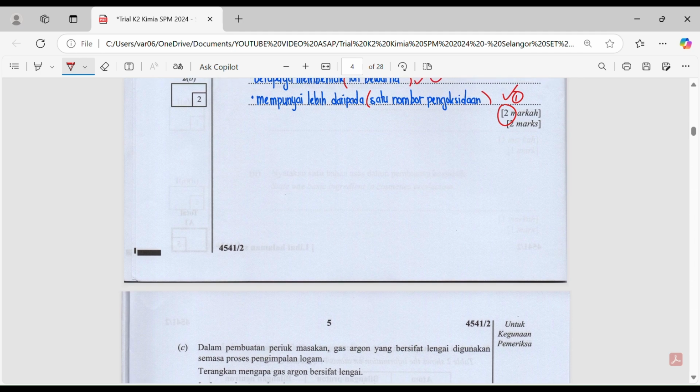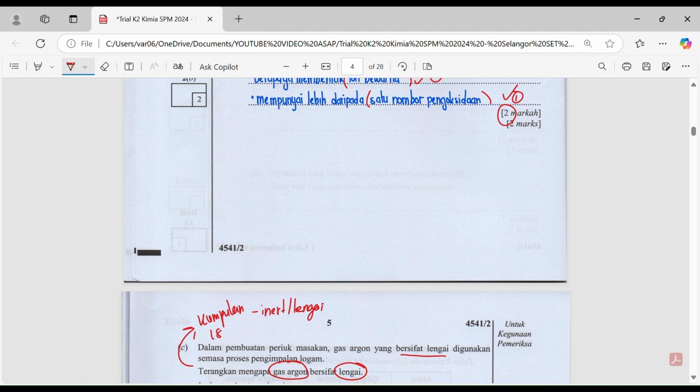Next question. Dalam pembuatan periuk masakan, gas argon yang bersifat lengai digunakan semasa proses pengimpalan logam. Terangkan mengapa gas argon bersifat lengai. So gas argon is basically under kumpulan 18. All elements, all unsur in kumpulan 18 are inert gases, lengai. They do not react, right? They are not reactive. Why?